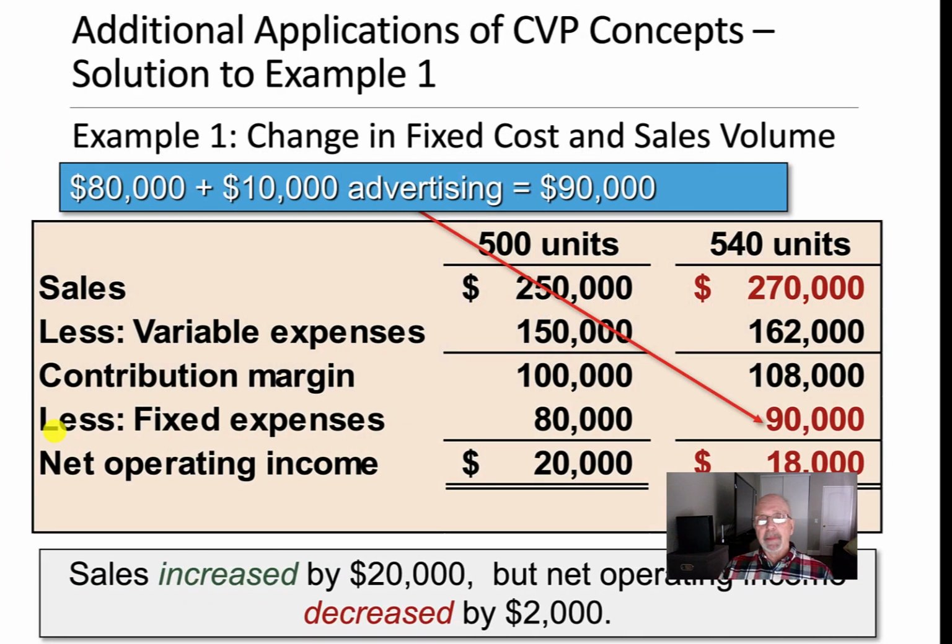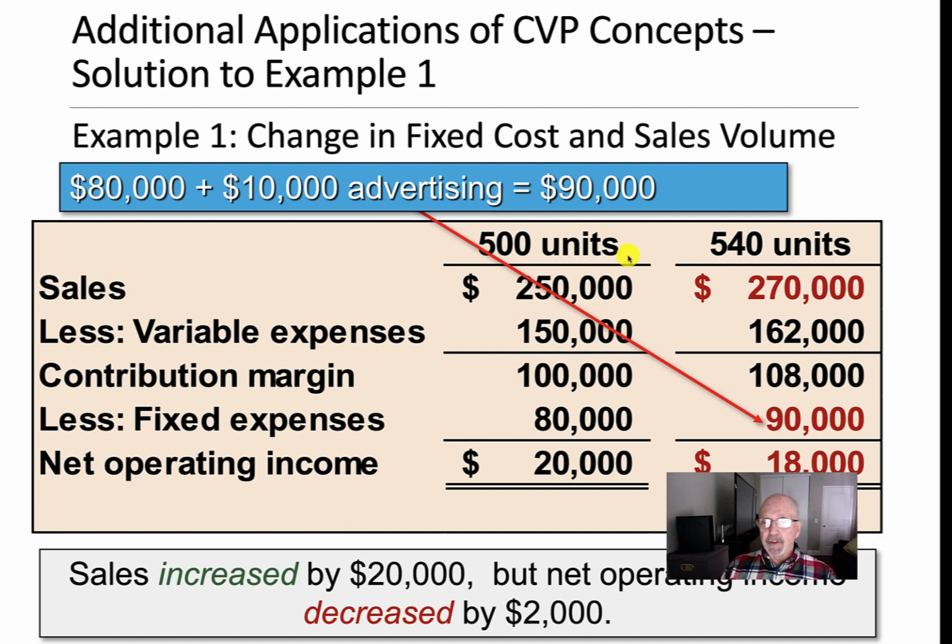So what do we got? We have an extra 40 units, so 40 times 500 gives us another $20,000. So sales are now 270. Obviously, that's going to kick up variable expenses to 162, leaving us a contribution margin of $108,000. Now, we increased advertising by 10 grand, so our fixed expenses are now going from 80 to 90, leaving us an $18,000 net operating income. Do we like that? Not really, because we had $20,000 here.